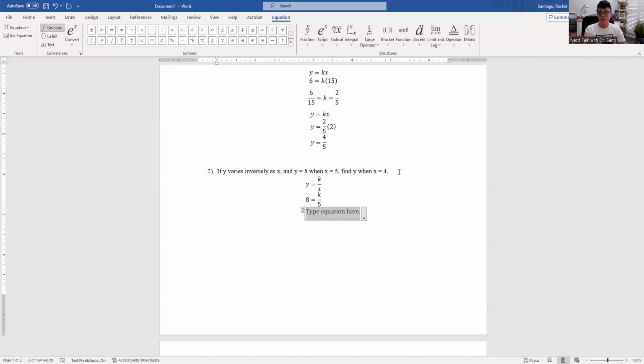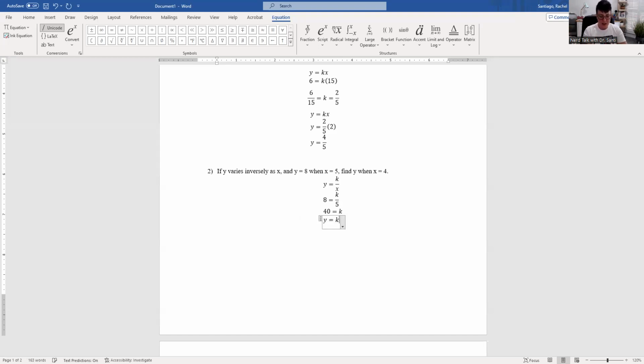So if I multiply both sides by 5, I find that 40 is equal to K, right? And that's the same thing as cross multiplying. 8 over 1 equals K over 5. 8 times 5, K times 1, 40 is equal to K. We now take that piece of information and we say, find Y when X is 4.